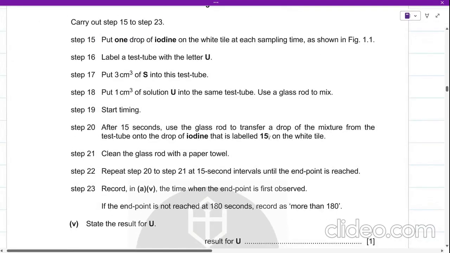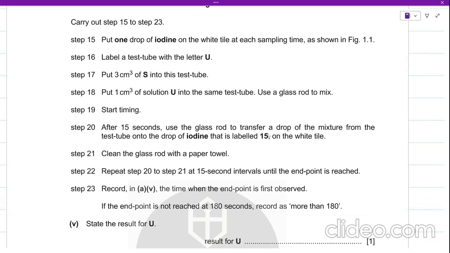Now carry out step 15 to step 23. Put one drop of iodine on the white tile at each of the sampling times as shown in figure 1.1. Label a test tube with the letter U. Put 3 cm³ of S into the test tube. Put 1 cm³ of the solution U into the same test tube. Use a glass rod to mix. Start timing. After 15 seconds, use the glass rod to transfer a drop from the mixture in the test tube into the drop of iodine that is labeled 15 on the white tile.